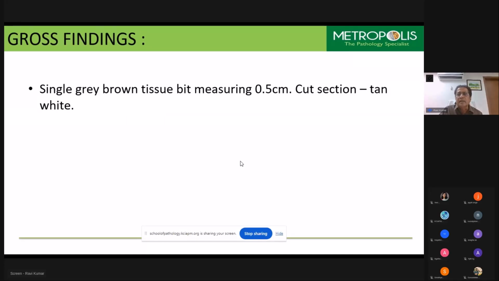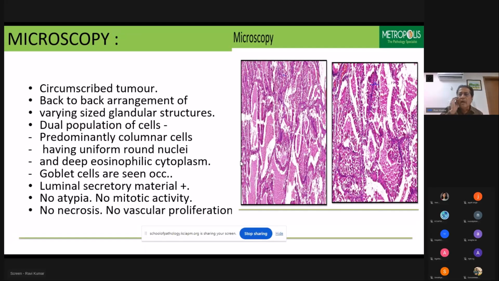So this is a cut section, tan white. Microscopically, whatever you have discussed, fine. But the secretory changes are very minimal. It's not seen in all the glands, but that's what we saw, right? It's a very circumscribed tumor, with back-to-back arrangement of varying sized glandular structures.